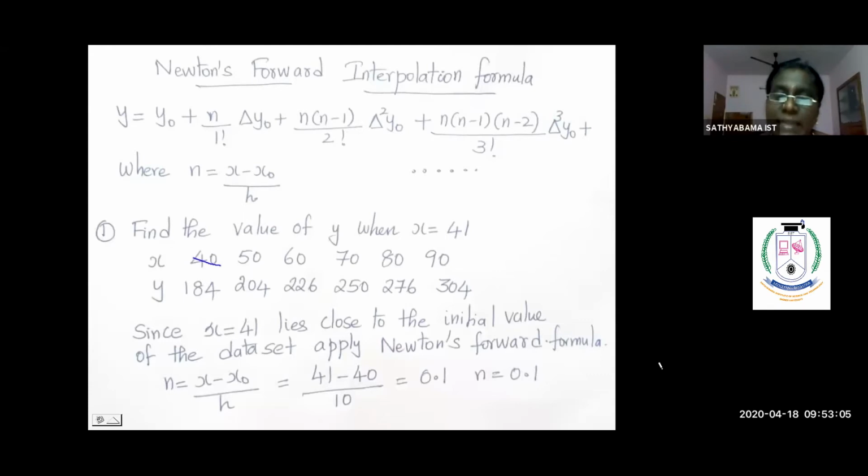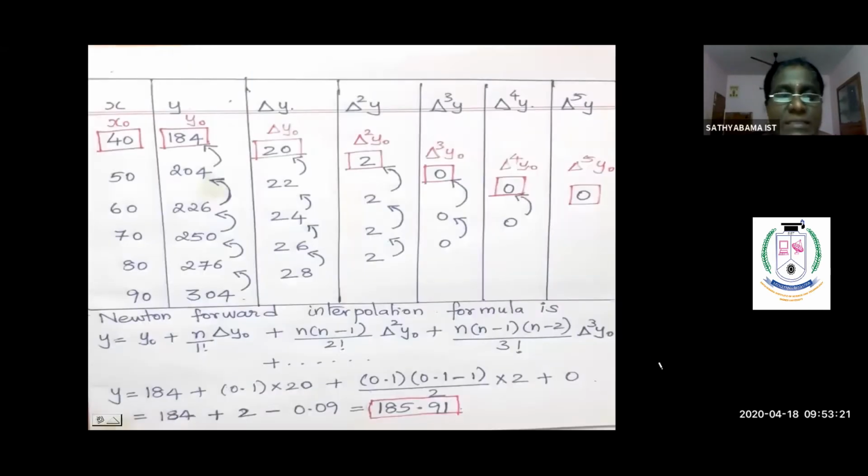Now what I actually need are all the orders of del values, that is del y naught, del square y naught, del cube y naught, etc. I'm going to calculate these values by constructing a table. Here I have constructed a table. In the table, the first column is x. The second column is y, which are given in our problem. I've entered everything. Now I'm going to calculate the finite differences until I get a single value in my column. That much order you need to calculate.